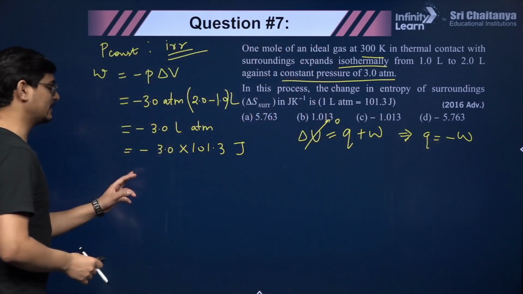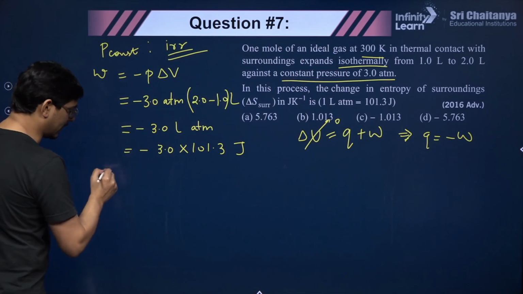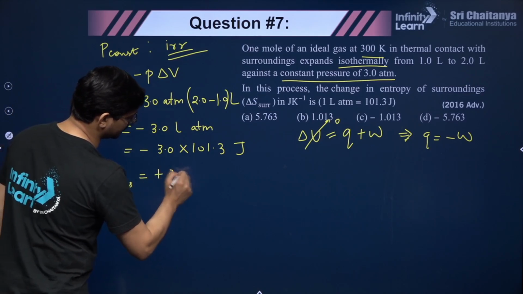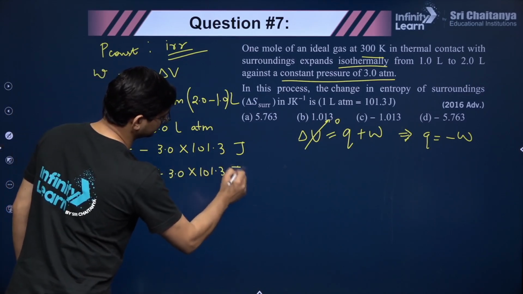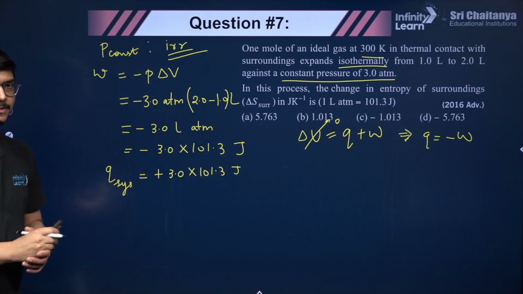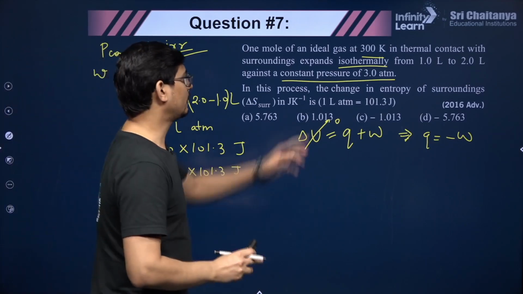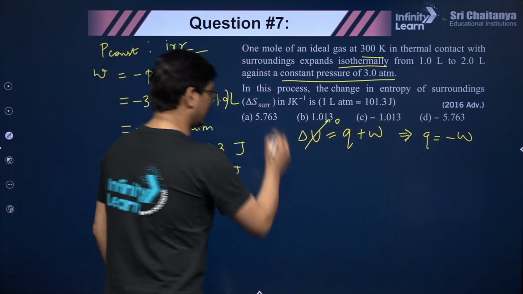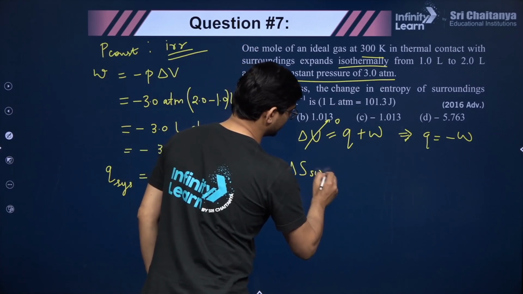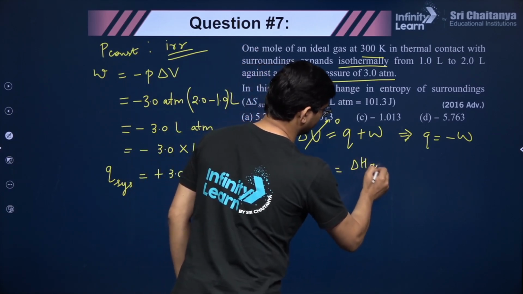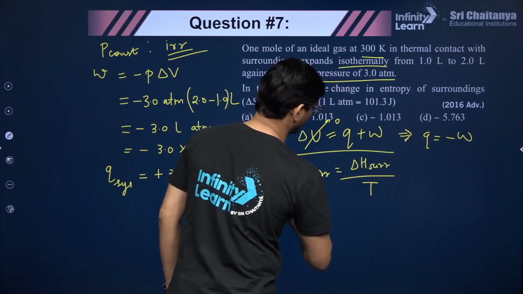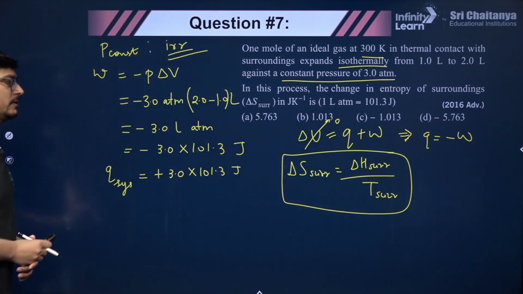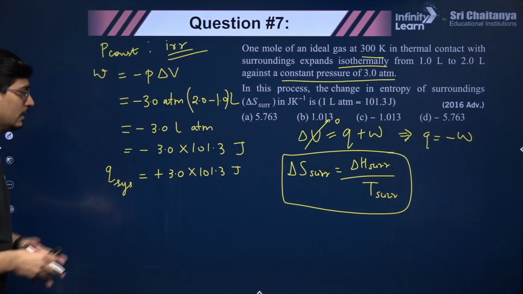For an isothermal process of an ideal gas, please remember heat transferred is negative of the work done. So if work done is minus 3 into 101.3, heat transferred by the system will be plus 3.0 into 101.3, right? Now they have asked the change in the entropy of surroundings. So we know that the entropy of surrounding is the heat of surrounding divided by temperature of surrounding, right? A very simple question. Entropy is heat transferred divided by temperature.